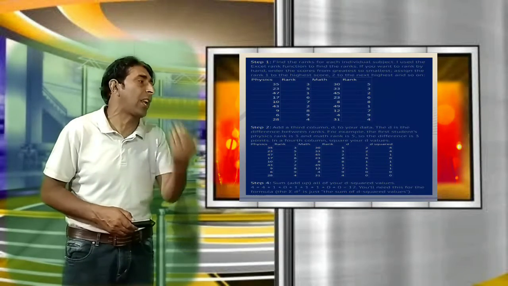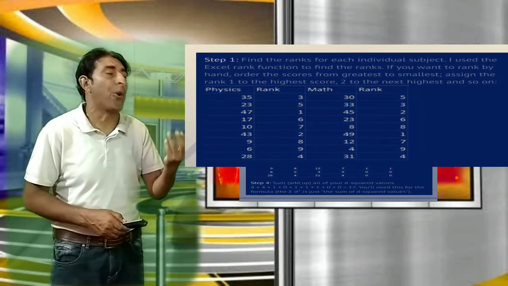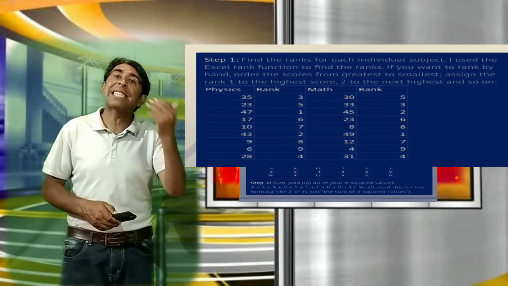Now we have to assign the ranks to calculate Charles Spearman's rank correlation. See columns 2 and 4. In column 2, we are assigning the ranks.